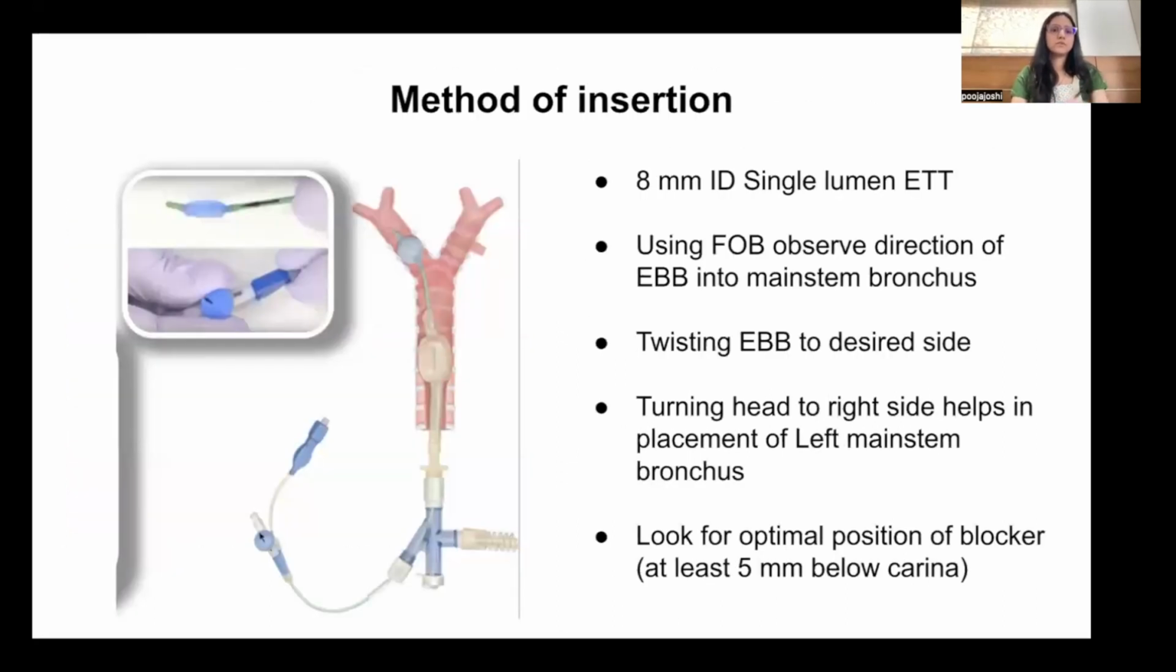Now, how do you insert? You can see the arrow in the upper image just above the balloon. Using a fiber optic bronchoscope under direct vision, you can twist the endobronchial blocker to the desired side and look for the optimal position of the blocker, that is at least 5 mm below the carina.